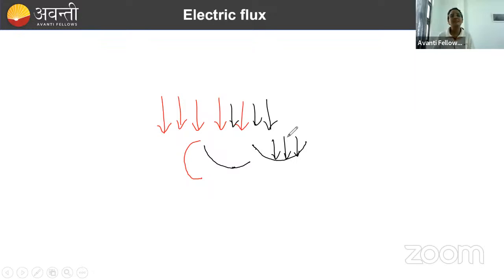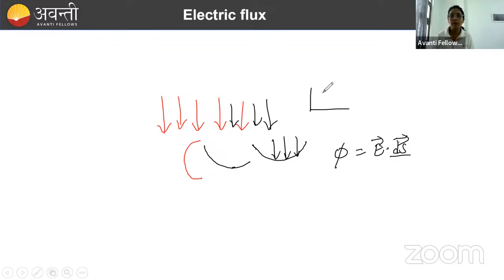So electric flux, you have studied already. Its formula is E dot dS. It depends on the intensity of the electric field, that is the intensity of rain, and on the magnitude of area and also on the direction of area. Now the question is, what is the direction of area? What is the area vector in short? The area vector is nothing but the direction that is normal to it.